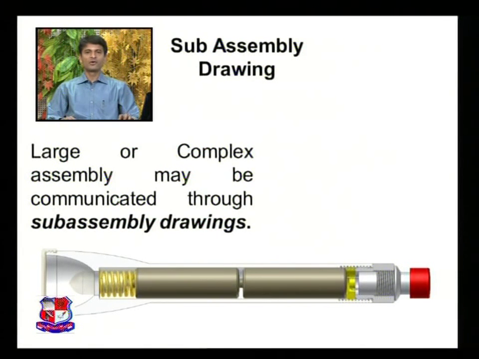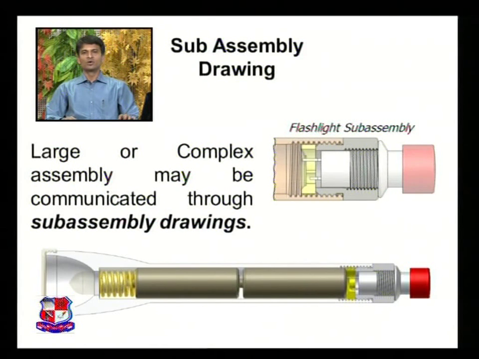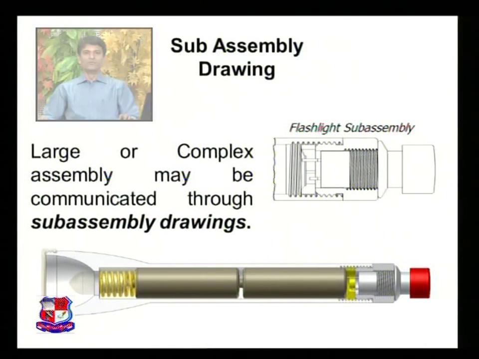This is the assembly drawing of the torch, and this is the orthographic view of the flashlight sub-assembly. Here you can see this is a line diagram of the flashlight sub-assembly. It is the colored view of the flashlight sub-assembly. So this is the detailed drawing or the sub-assembly drawing of the torch light.